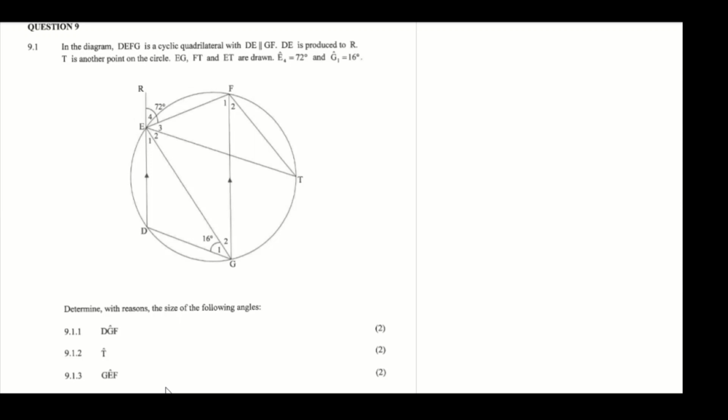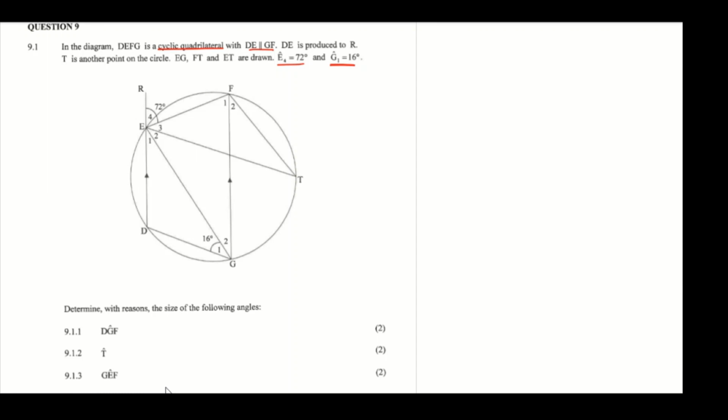Okay, so now we're just going to be doing question 9, which says in the diagram we have DEFG, which is a cyclic chord with DE parallel to GF, right? And D is produced to R. T is another point on the circle, right? So we have EG, FT, and ET, which are drawn. So we have angle E4, which is equal to 72 degrees. We have angle G1, which is equal to 16 degrees, right?